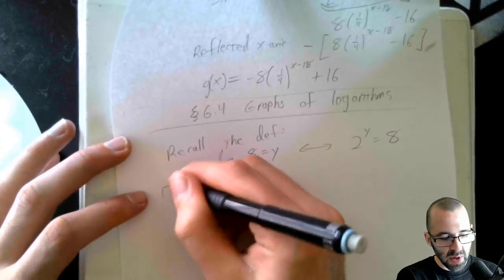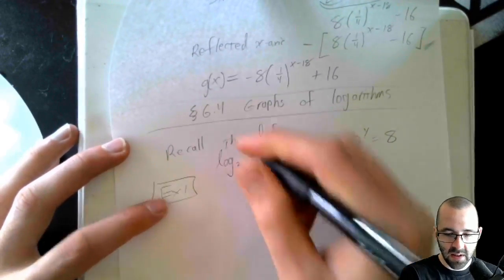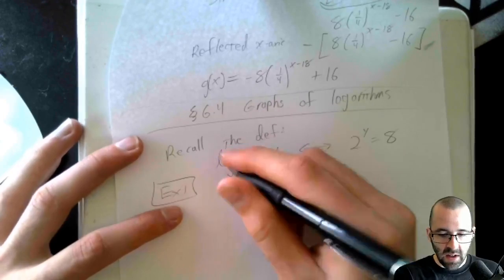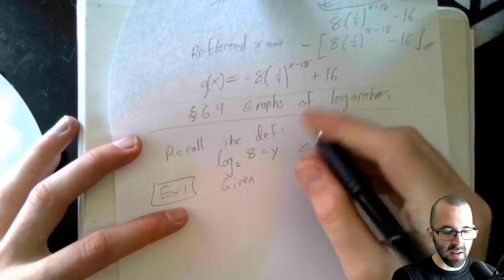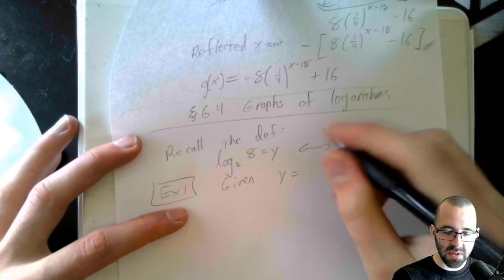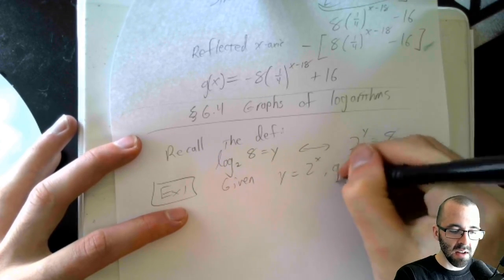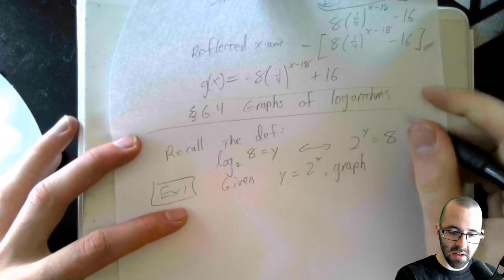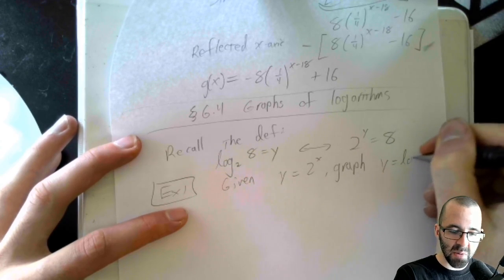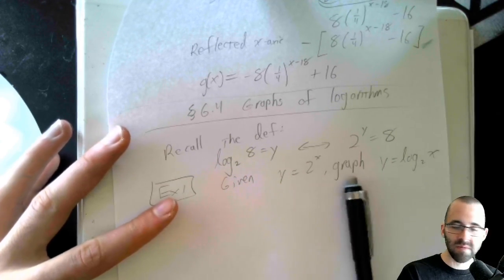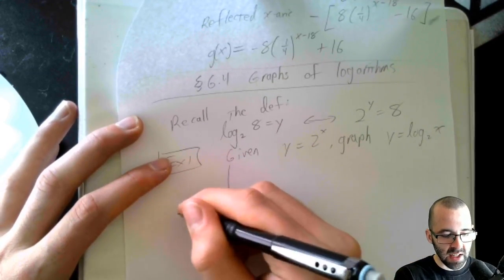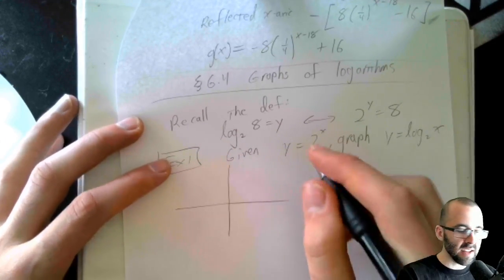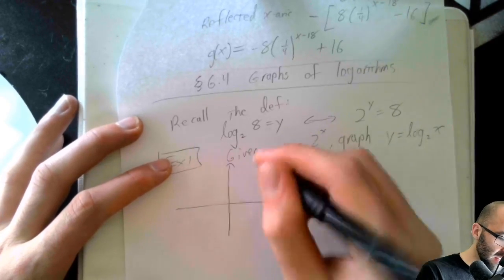Okay, so example 1. Given the graph of y equals 2 to the x, graph y equals log base 2 of x. So the problem is going to give you a graph, then ask you to do another graph.